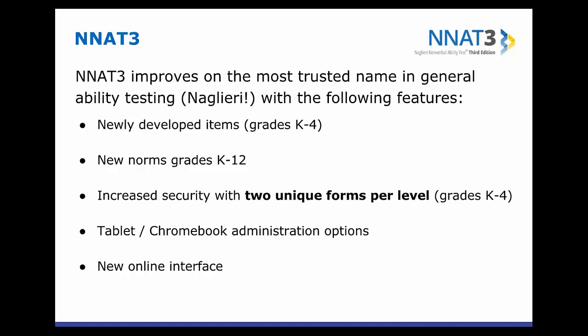And Dr. Mark Daniel will get into this in more detail, but essentially for grades K through 4, we have 2 forms, and that's what this third bullet here mentions. So there's increased security with 2 unique forms per level, and that's for grades K through 4. But then for grades 5 through 12, we also generated new norms. We have new norms for K through 12, but the new content is for our lower levels, levels A through D.